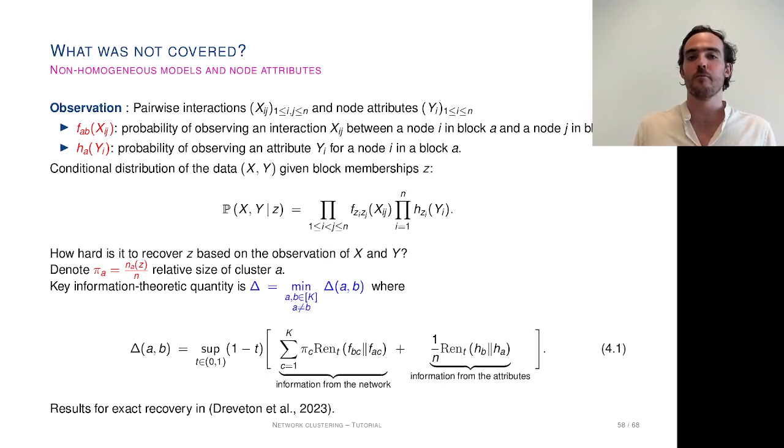On this model, we can ask the same question as before: can we recover the cluster membership Z? Of course, we have two types of information: the information from the network and the information from the attributes. Maybe only looking at the attributes will already give you enough information to recover the communities, or maybe only looking at the network will recover them very well. Or in some settings, the combination of the two will recover them. It turns out that the key quantity to look at is given in equation 4.1, and indeed it has two different types of information: one term from the network, and another term from the attributes.